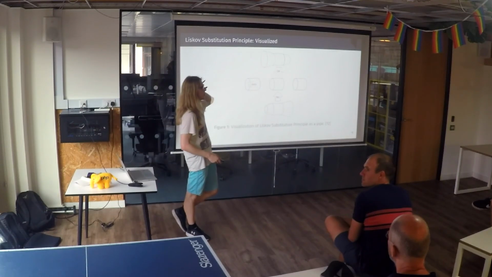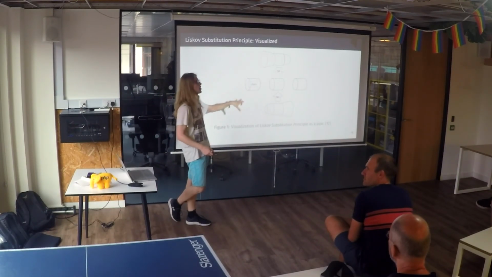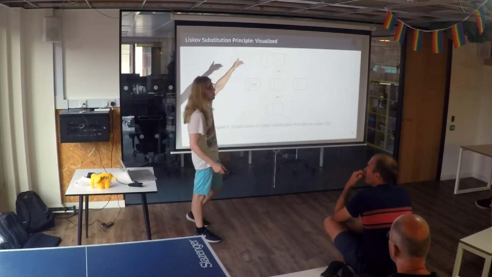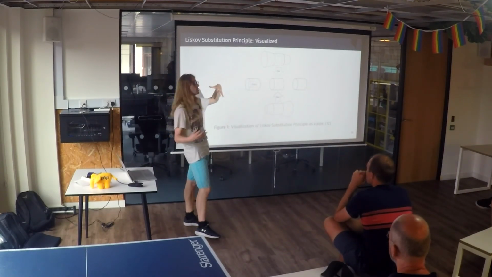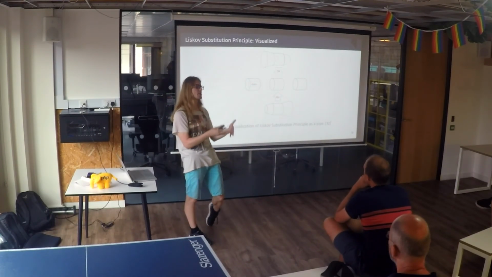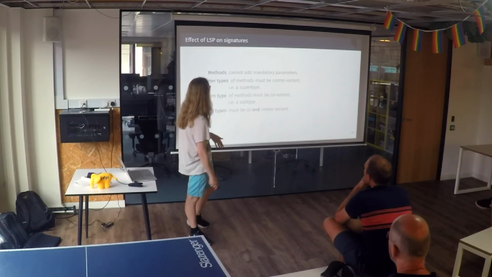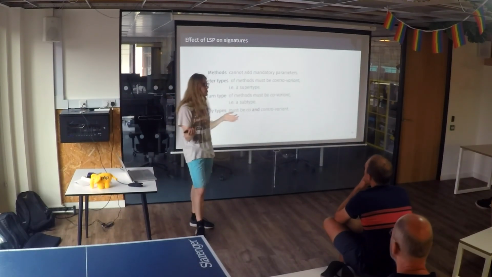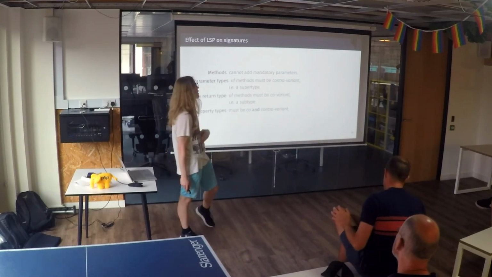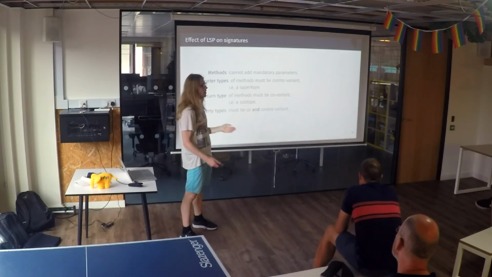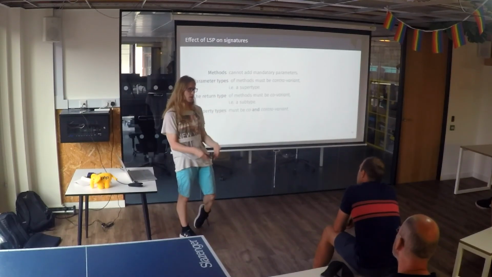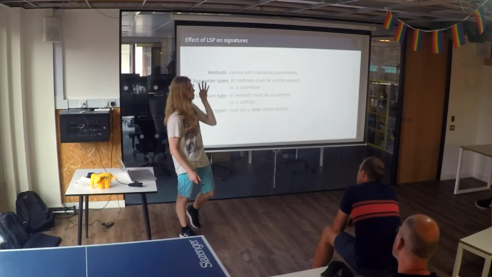This is, I think, the core principle of LSP and subtyping in general: you respect the top bit, you make everything larger in inputs and you give a more restricted or specific output. So basically what LSP does on signatures is, on methods you cannot add mandatory parameters. The parameter types must be contravariant, i.e. a supertype. The return type must be covariant, i.e. a subtype. And then property types must be co- and contravariant.